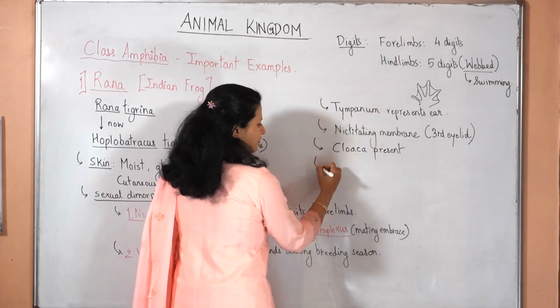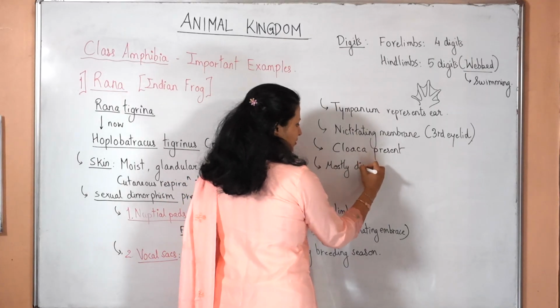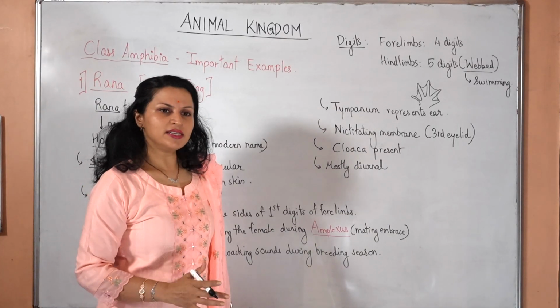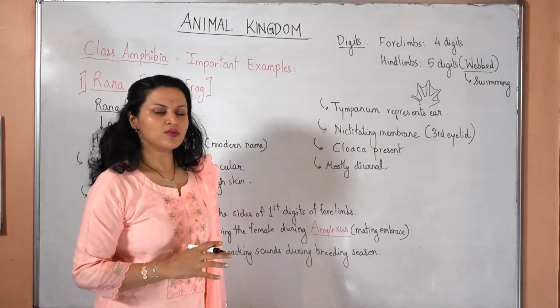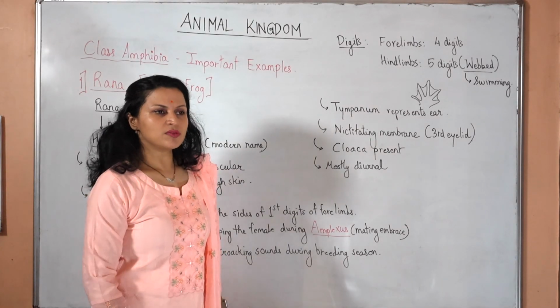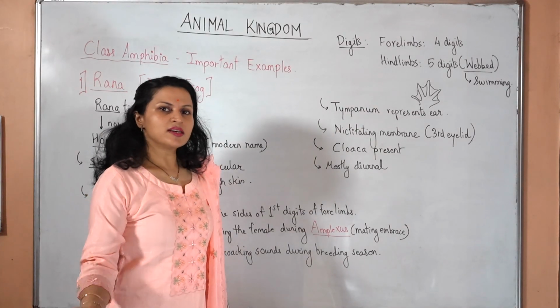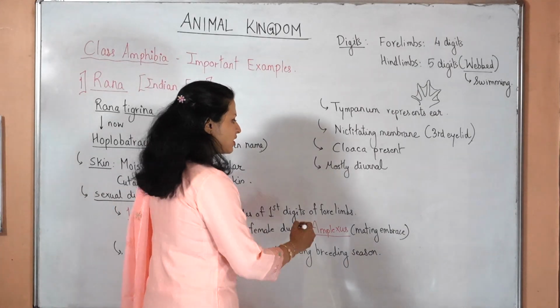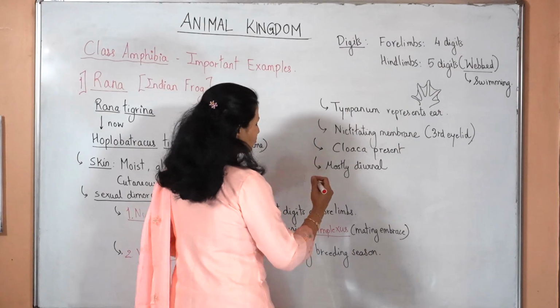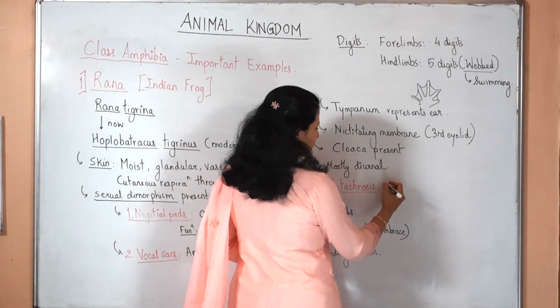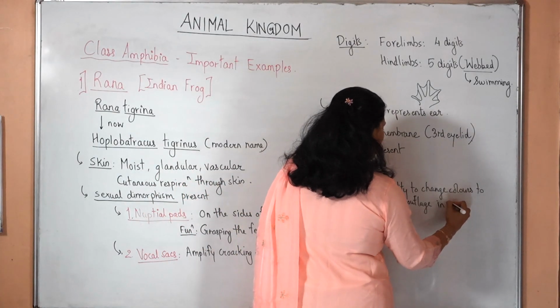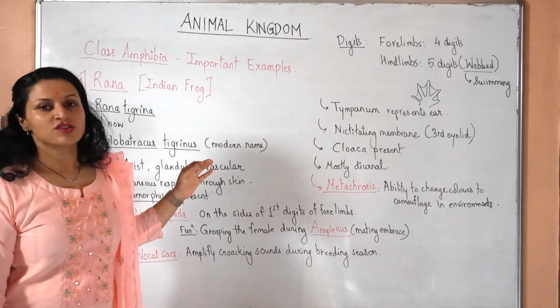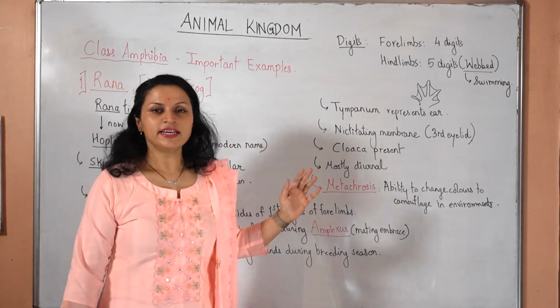Cloaca is present and they are mostly diurnal. Did you know that frogs have the ability to change their colors according to the environment to help them to camouflage with the environment? Yes, not as much as the chameleon in reptiles, but they still are able to change their colors. This property is called metachrosis, ability to change colors to camouflage in environment. So these were the characteristic features of Rana tigrina, the common Indian frog.